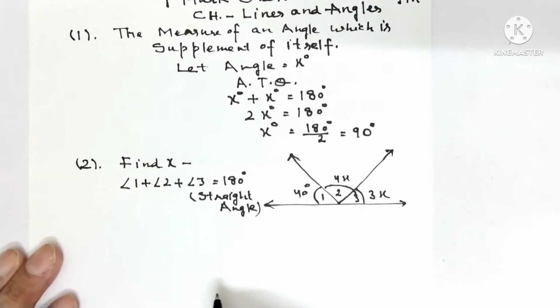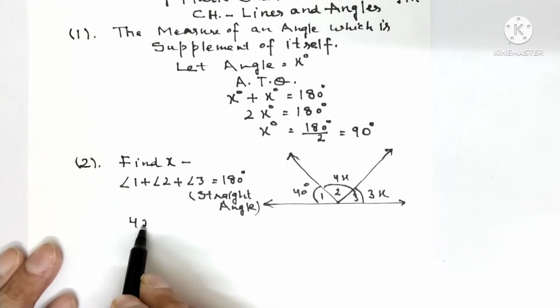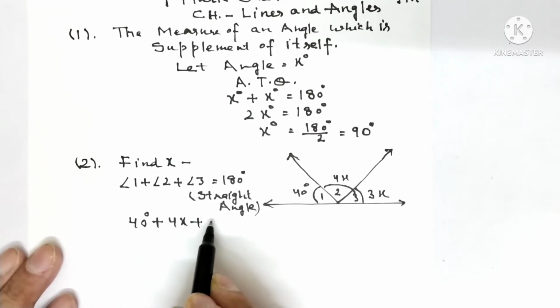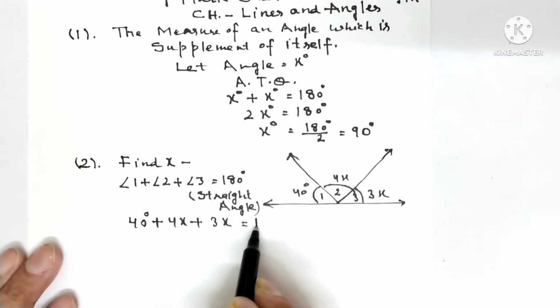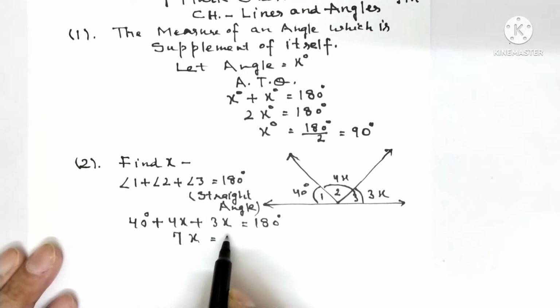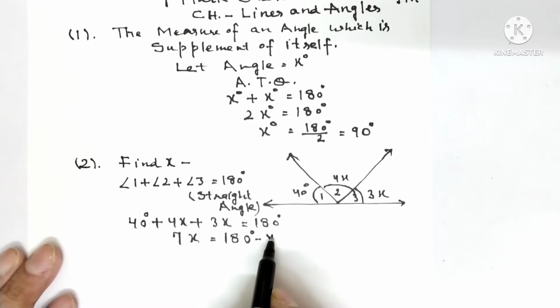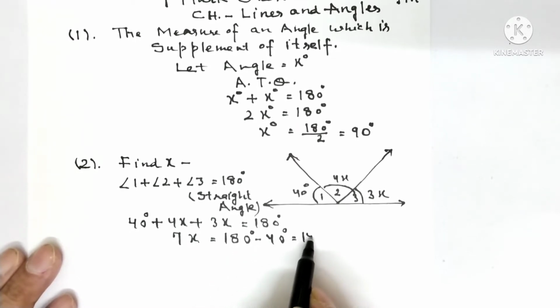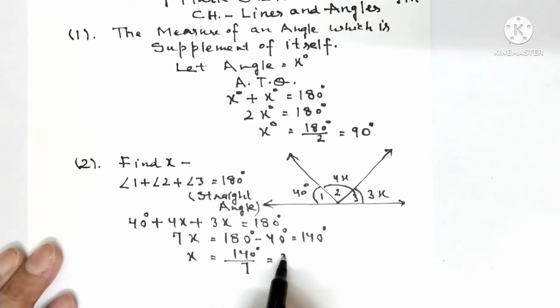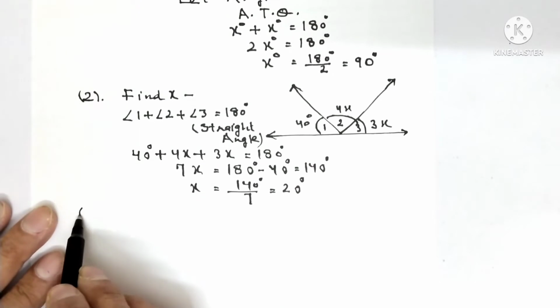Now angle 1 is of 40 degree. Angle 2 is 4x plus angle 3 is 3x. It is equal to 180 degree. 4x plus 3x is 7x, and 7x plus 40 is equal to 180 degree. 40 will come to this side as minus 40 degree, and it will be equal to 140 degree. So what will be x? It will be 140 degree divided by 7, that is equal to 20 degree. So the value of x will be equal to 20 degree.